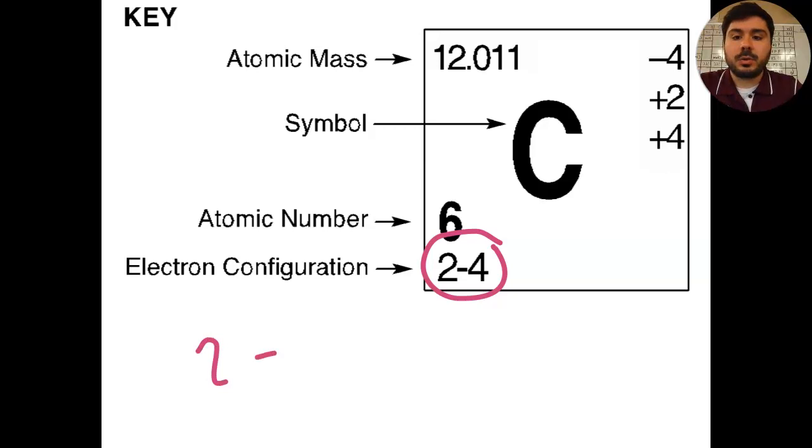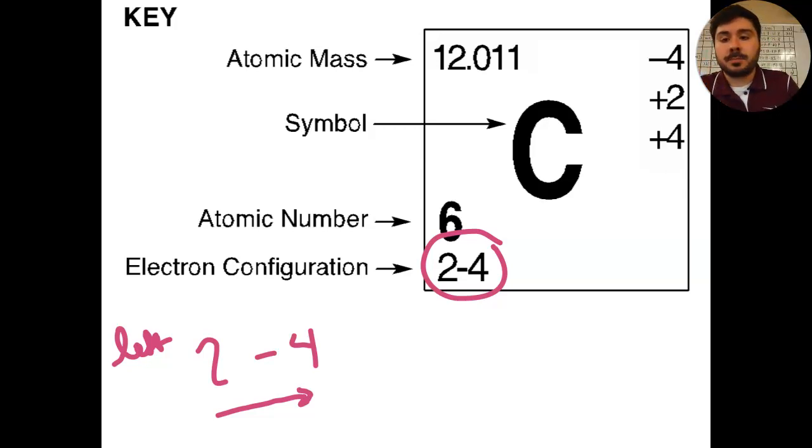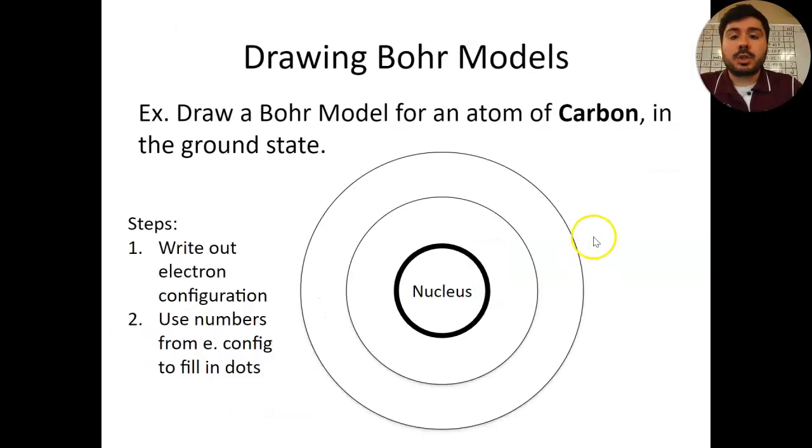So when you write this out, 2-4, this is something that I did in class today when we talked a lot about electron configuration. Again, the number furthest to the left, this is the left-hand side here. As we go left to right, this is the number of principal energy levels that this particular atom has. So this represents our first principal energy level, and this represents our second principal energy level. So when we look at this in terms of an actual Bohr model, it's going to translate to actually drawing this Bohr model.